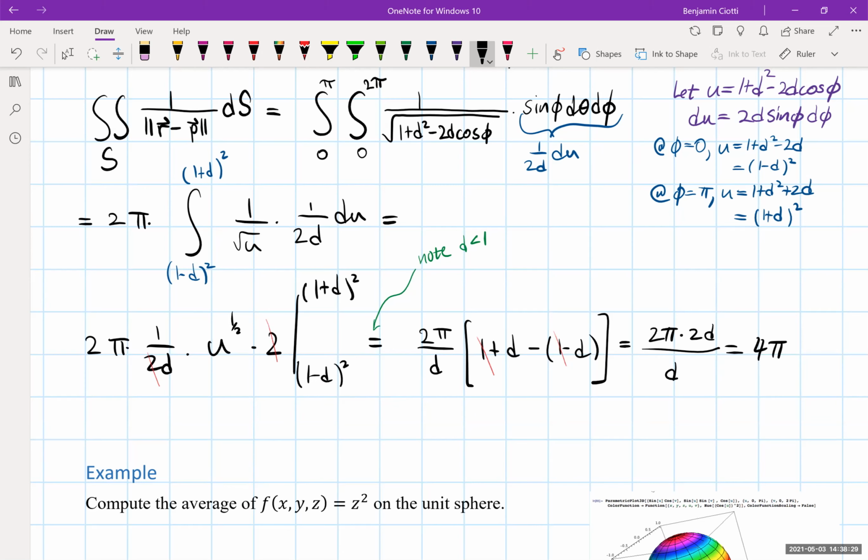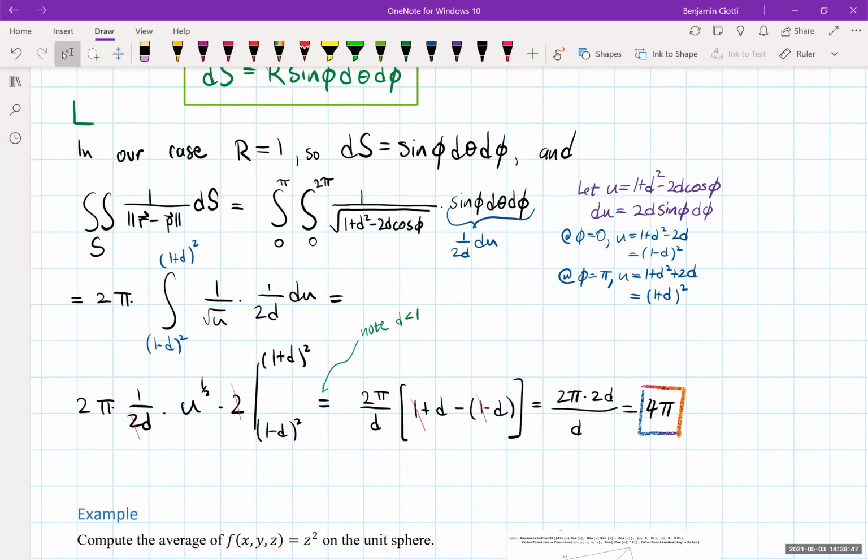So it's kind of interesting that the answer doesn't depend on the location of the point P. There's an interpretation of this, by the way. This is the electrostatic energy. This is the electrostatic energy at a point inside of a charged sphere.